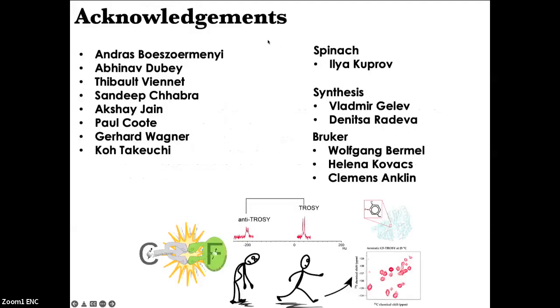With that, I would like to thank the people who did the work. The work was pioneered by Andras, Abhinav, and Thibault. Even the initial TROSY effect came from a remnant of Ilya's thesis, which Ilya didn't even recognize there was a TROSY effect there. But it was there in his thesis, the synthesis of these amino acids by Vlado. For a long time, we didn't have a fluorine probe, and I couldn't have done any of these experiments without the help of Bruker. With that, I thank you for your attention.